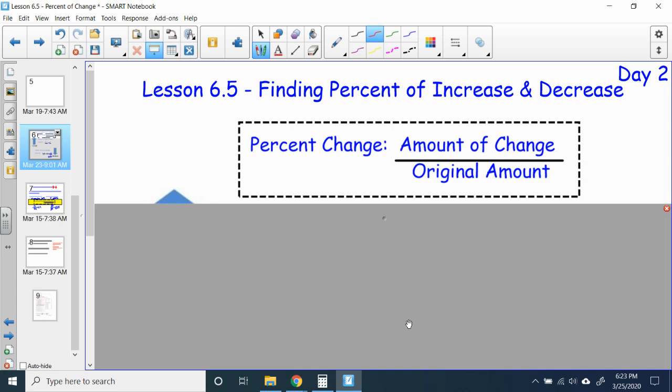Guys, today we're going to have part 2 or day 2 of lesson 6.5, which is finding percent of increase and decrease. If you don't have your notebook, go ahead and grab it.